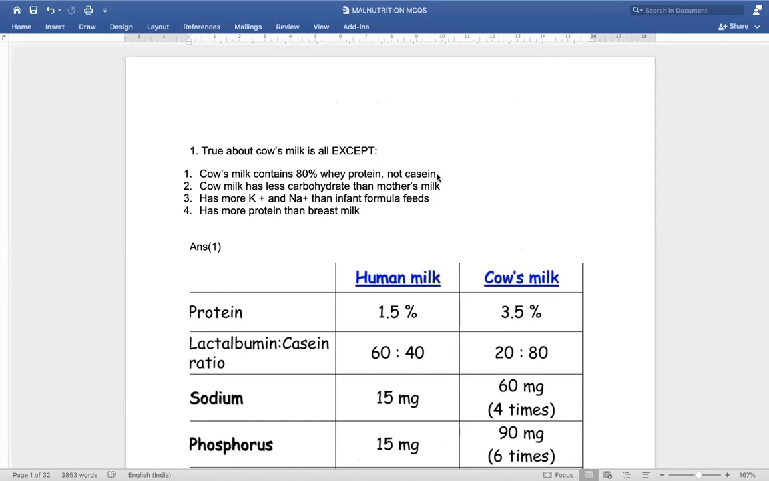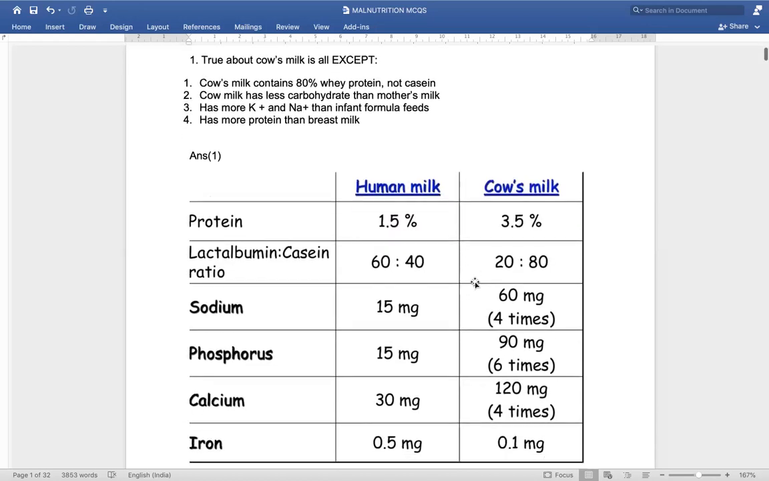So what is true about cow's milk is all except. So first option is cow milk contains 80% whey protein and not casein. And cow milk has less carbohydrate than mother's milk, has more potassium and sodium than infant formula feeds, and has more protein than breast milk. So first of all, you should know the concept of what is present in human milk and cow's milk.